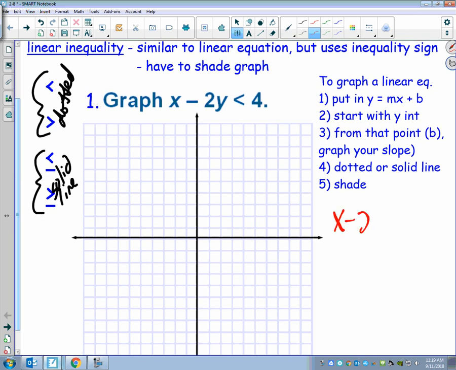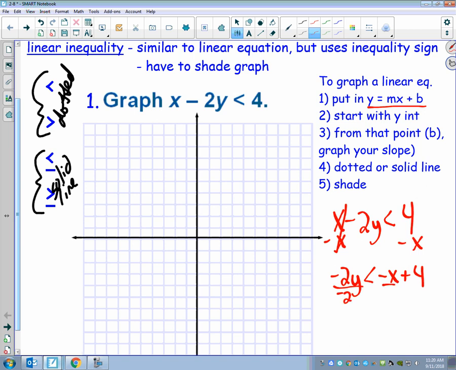So number 1 here, these are not going to all be in slope-intercept form. So before I can graph, I have to put it in slope-intercept form, which means I need to get y by itself. So I'm going to subtract x over, and when I do that, I get negative 2y is less than negative x plus 4, or 4 minus x. And then to undo multiplying by negative 2, I'm going to divide by negative 2.